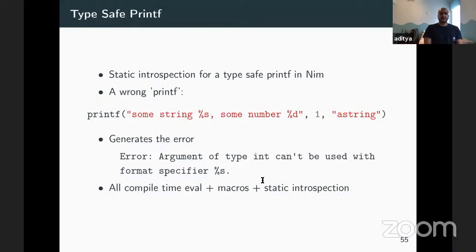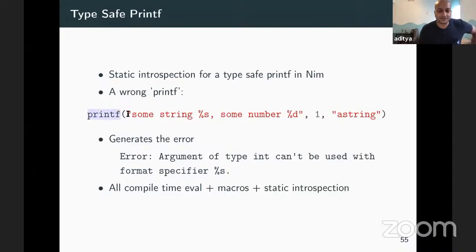So the last example I wanted to talk about is this idea of using introspection to write a type-safe printf. It's not really about writing a type-safe printf. It's about saying, hey, given some kind of string DSL, can you provide some kind of type safety around that, compile time safety? So here is a wrong printf.